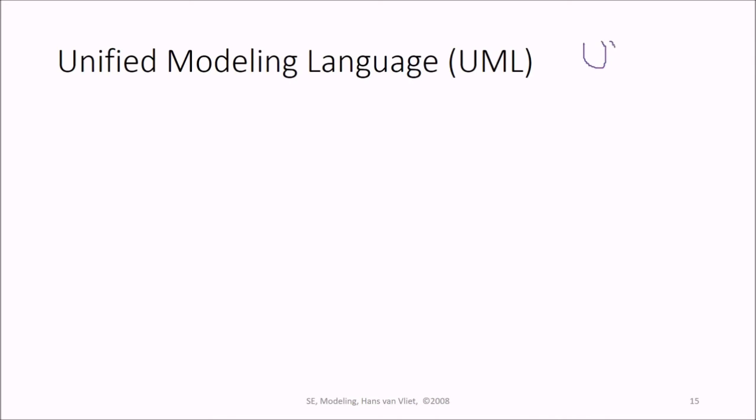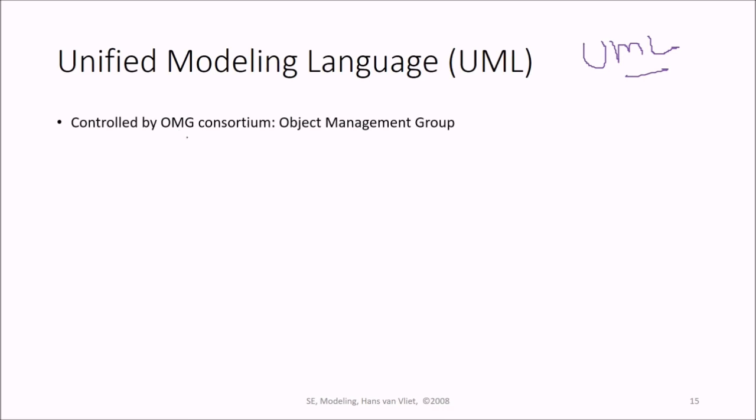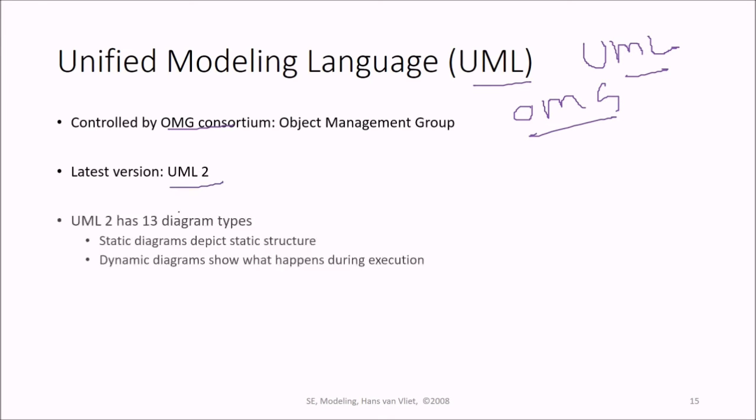Then we talk about UML, Unified Modeling Language. This is controlled by the OMG Consortium, that is Object Management Group. The latest version is UML 2. UML 2 has 13 diagrams, while UML 1 had 9 diagrams. So UML 2 has 13 diagram types.